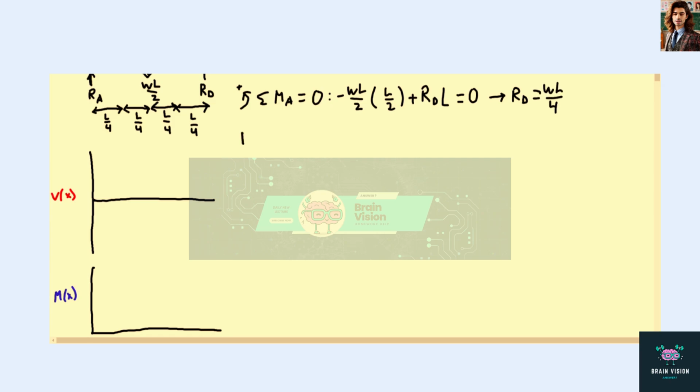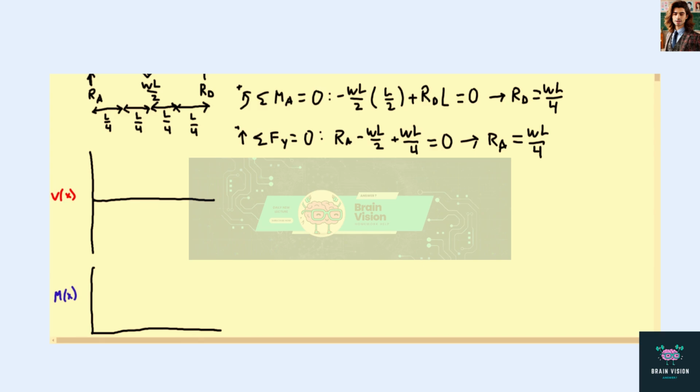WL/4. And if we sum forces in the vertical direction, setting them to 0, we have our reaction at A, the resultant force in the opposite direction, and our WL/4 at D. Setting those to 0, we find our reaction at A is equal to reaction at D equals WL/4. Okay, now we can draw our shear diagram V.